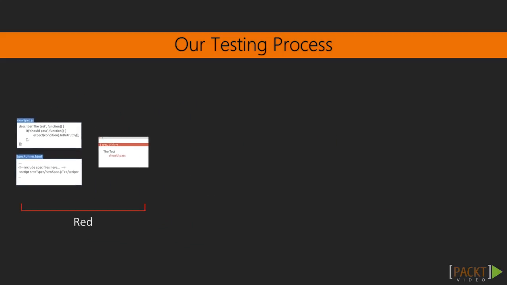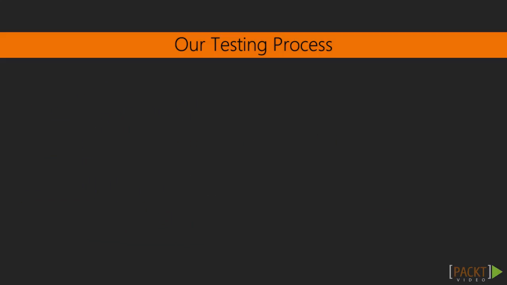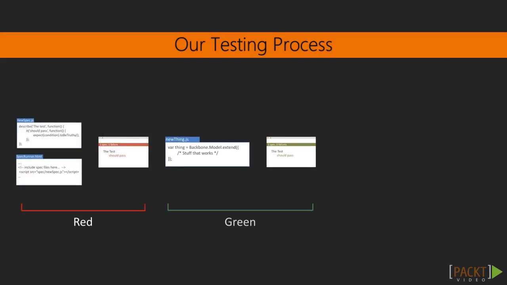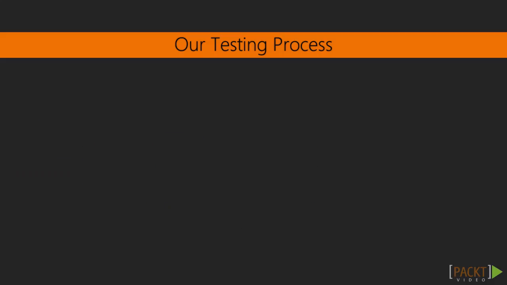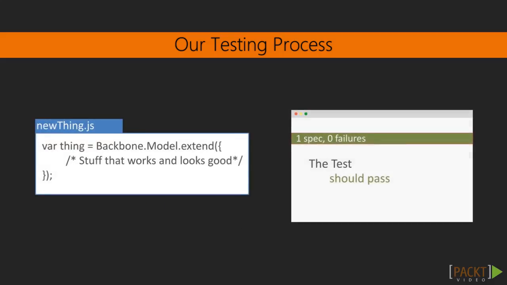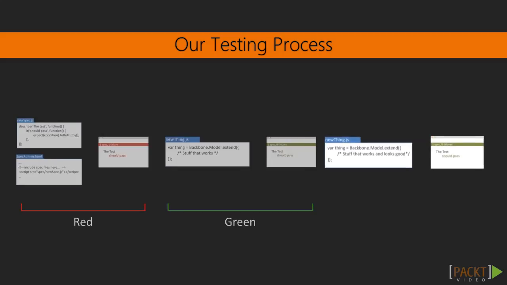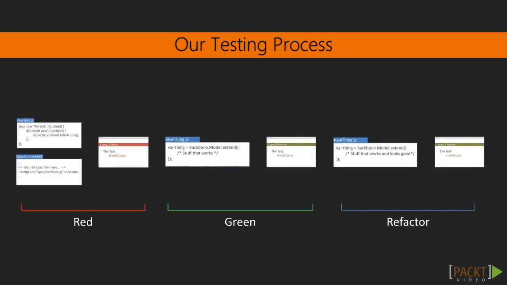That is the red phase. Then we implement the new feature and test in the browser to make sure it works. That's the green phase. After that, we'll refactor the code, constantly referring to the browser and making sure our tests aren't broken. That is the refactor phase.